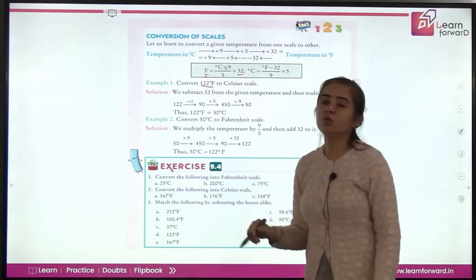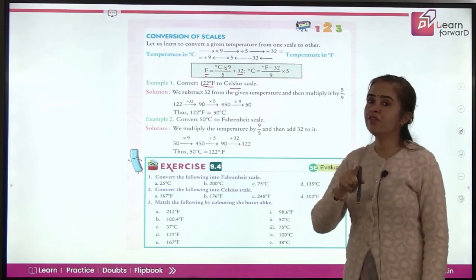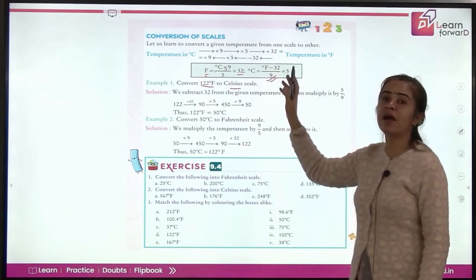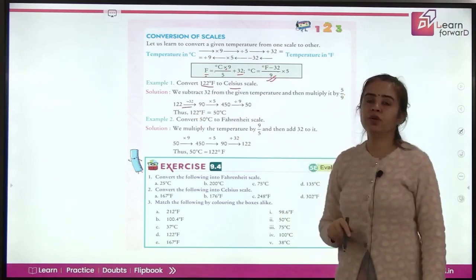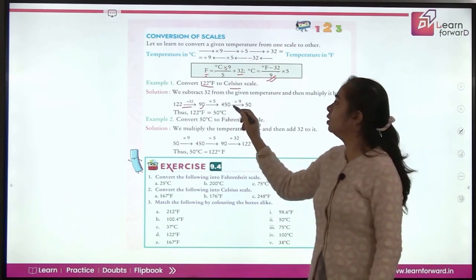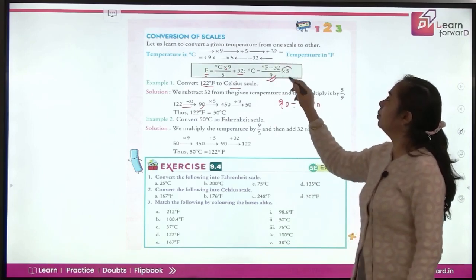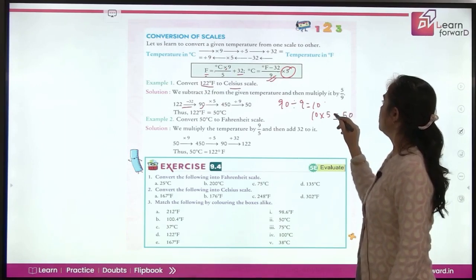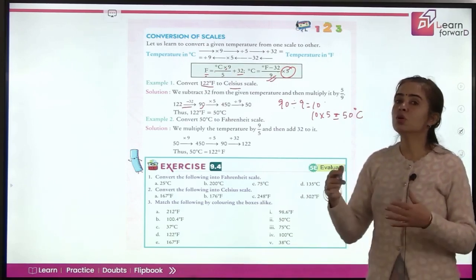Now, let's see how we convert the two scales using these formulas. Convert 122 degrees F into Celsius scale. So now you know F, you have to find out C. So we will work on this formula. So C is equal to F minus 32. That means 122 minus 32 we will be doing first. So what you get is 90. Then 90 divided by 9 gives you 10, and 10 multiplied by 5 gives you 50. So this will be your temperature in Celsius or centigrade. So simple. So go step by step.